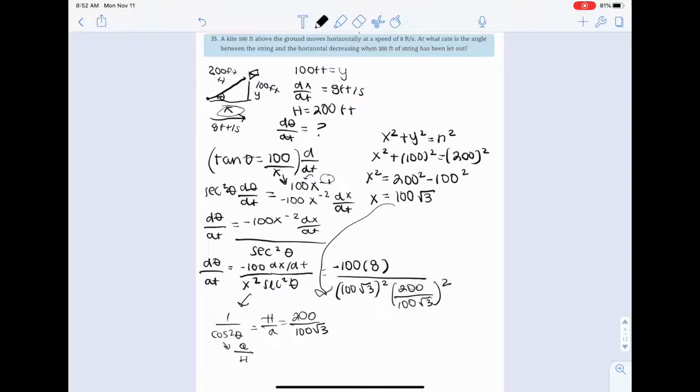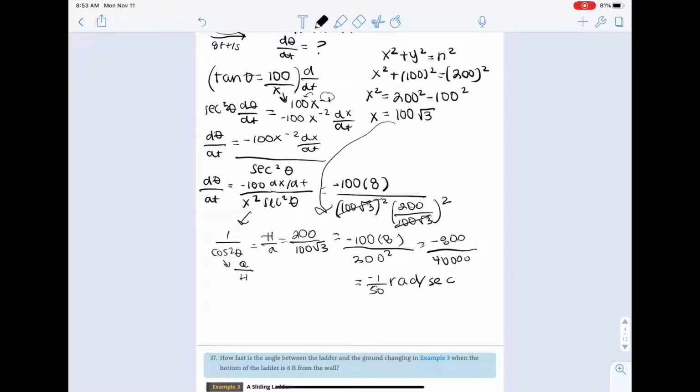So looking, we have some common terms right here, so these will just cancel out. And now we're left with 100 times 8 over 200 squared. Sorry, I forgot that square. And then that's 800 over 40,000, which is really negative 1 over 50. So now we need our units, which would be radians per second. So therefore our angle is decreasing at a rate of 1 over 50 radians per second. Okay, so realize that we left out the negative because we already said it's decreasing. So that's it for you.